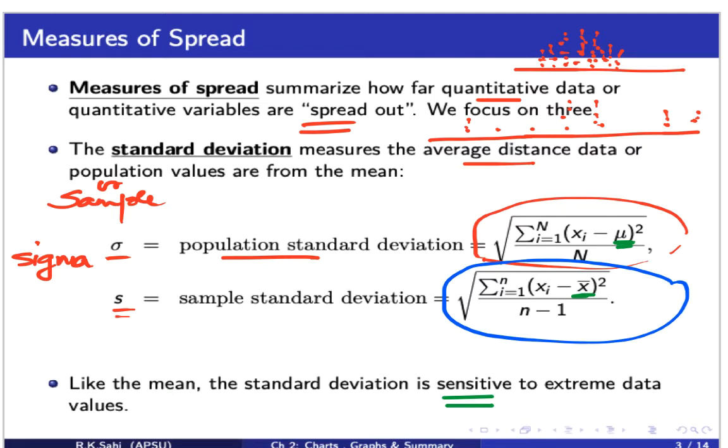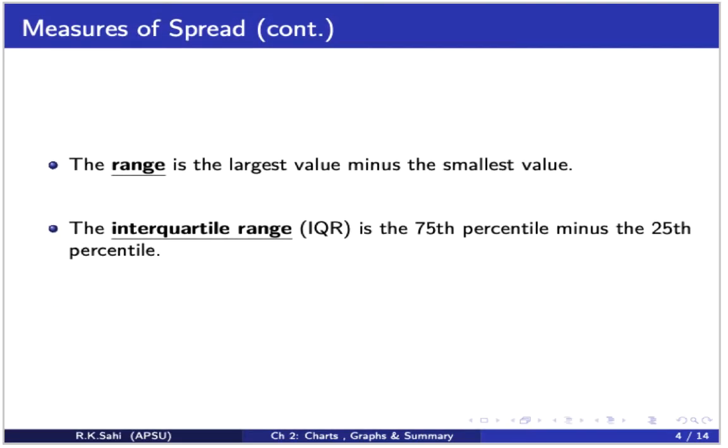Okay, now let's look at the other two measures of spread we are going to be studying. One is the range. It is the largest value minus the smallest value. Very simple to calculate. The other one is the interquartile range. In the interquartile range, we're looking at the 75th percentile minus the 25th percentile.